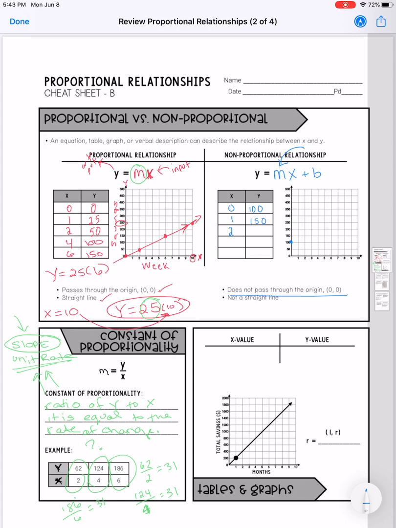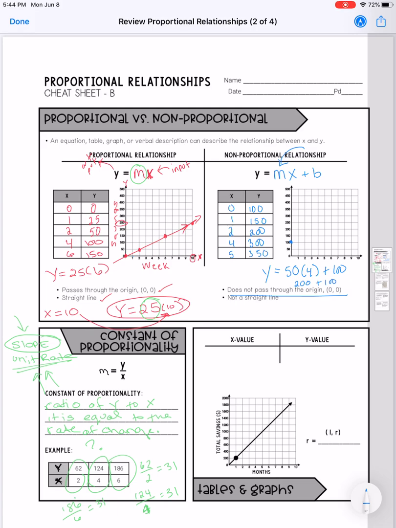And after 1 week, well, she'll have $150. After 2 weeks, $200. After 4 weeks, well, don't just double it because remember, this is not proportional. After 4 weeks, we can use this equation. Remember, $50 a week plus the $100 she had. She'll have $200 earned from her allowance plus the $100. So she has $300. And then after 5 weeks, she'd have $350.